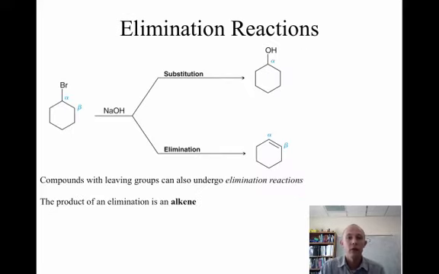So we haven't given you the full picture up to this point. Compounds with leaving groups, such as bromide, chloride, and iodide, can undergo two types of reactions with a strong base. We can have substitution reactions, which replaces the leaving group with a new group. We can also undergo elimination reactions, which gives us an alkene or a carbon-carbon double bond. That's what we're going to be talking about in the next section.